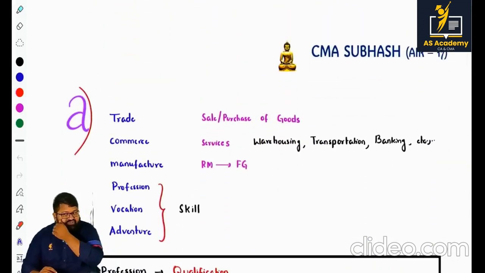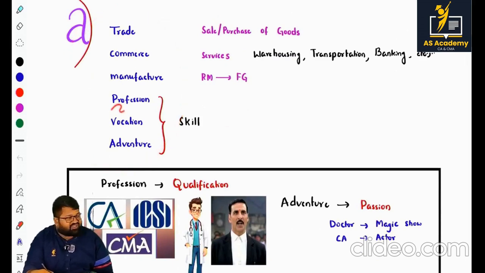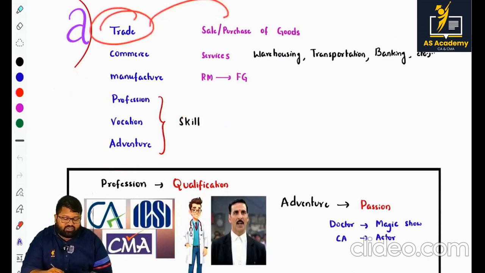So the most important definition is what? Next one, business. What is forming part of business is important. What is the first one, ma? Trade, commerce, manufacture, profession, occasion, adventure. So normally trade, what is it? Sale and purchase.